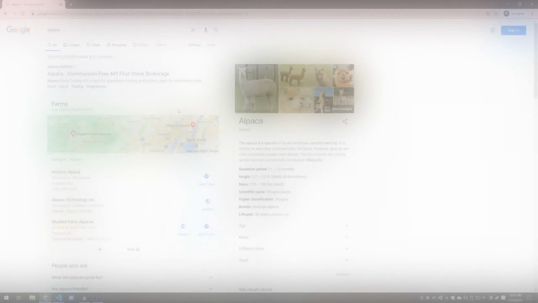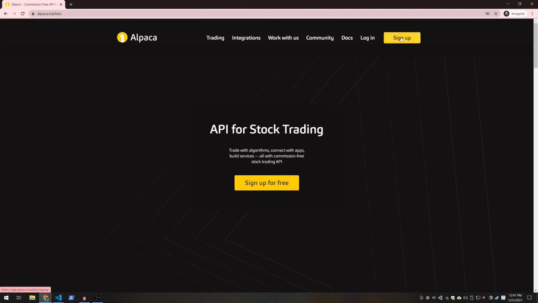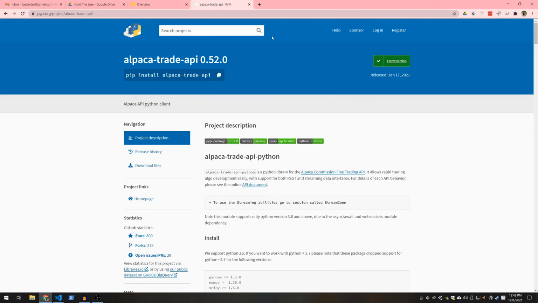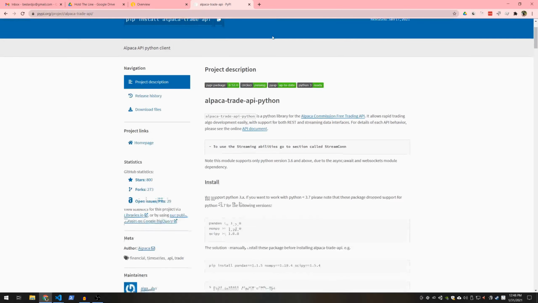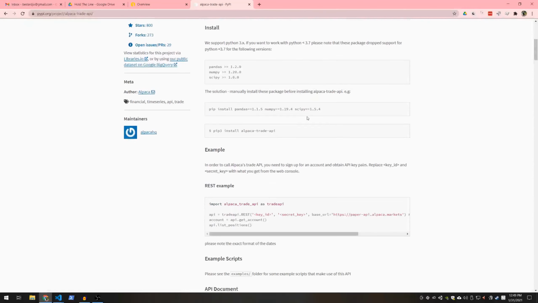Alright, let's do this. Step 1, you need to get an Alpaca account. Alpaca is a stockbroker that allows you to do commission-free trading with programming. Next, we need to get the Alpaca Trade API for Python. Alpaca supports a couple different languages, so if you have a language of choice, just keep that in mind. But for Python, you can install the Trade API just by running pip install alpaca-trade-api.